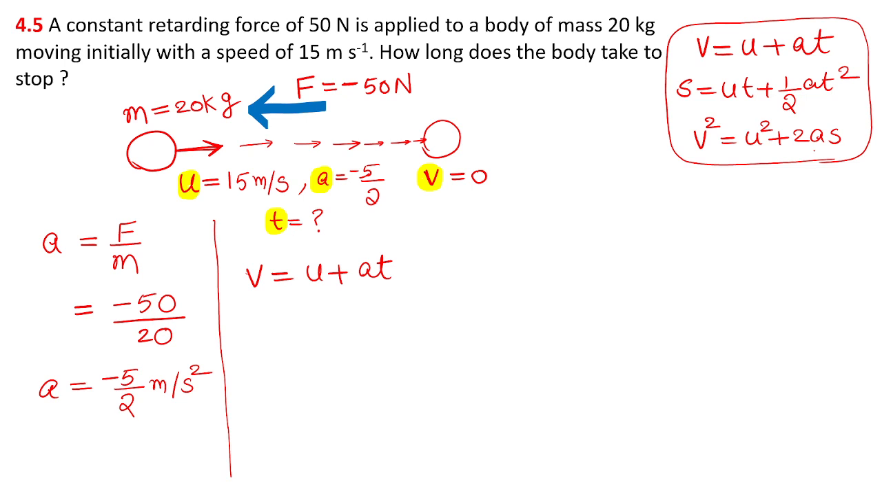Trisha, are you clear? Yes. V equal to U plus AT. Let me substitute the values. V equal to 0, correct? Final velocity is 0. Acceleration is 5 by 2.